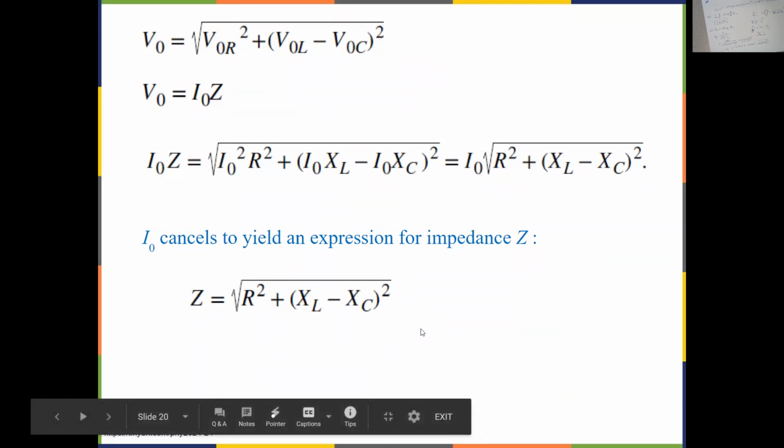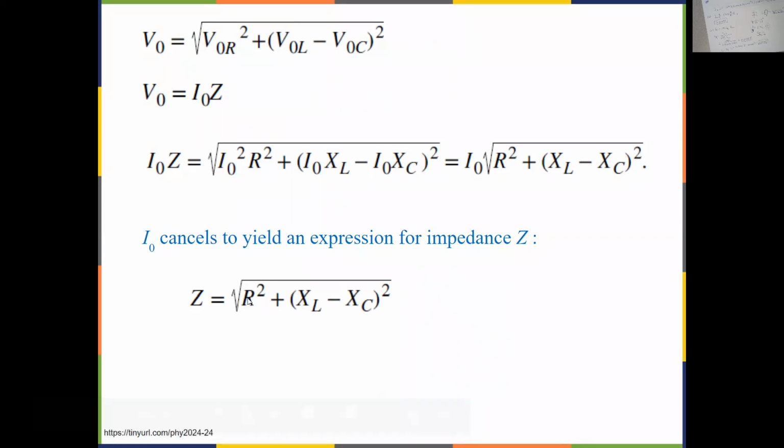Now, I would like to point out that if you just have an RL circuit, then your impedance will come from just this term and this term, so you just ignore XC. On the other hand, if it's just an RC circuit, then you can ignore this term, and it will be R squared plus XC squared. So those are two different scenarios.